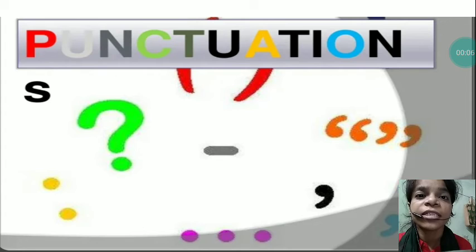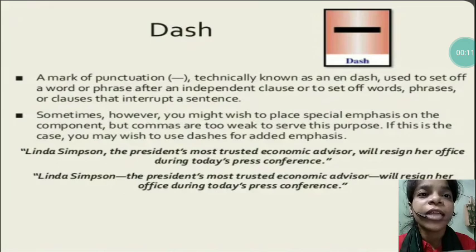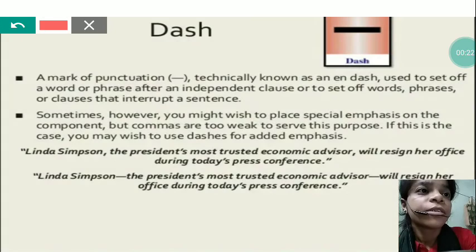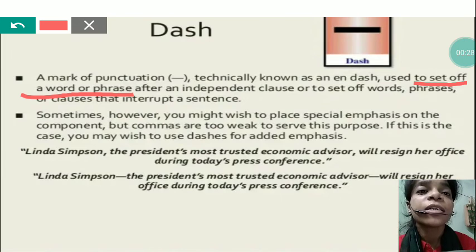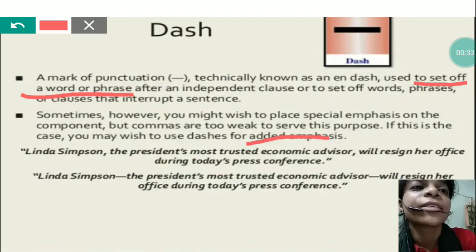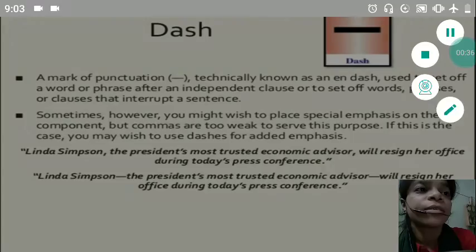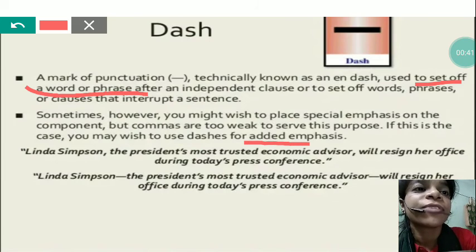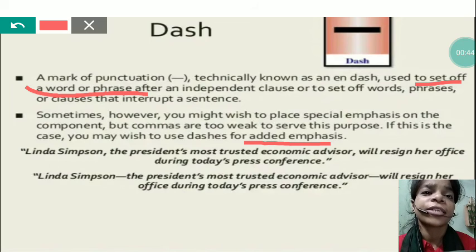In this video we will discuss the remaining punctuation marks. So the first one is the dash. What is a dash? A dash is a horizontal line, and we use it to set off a word or phrase from the other part of the sentence. The second use is to show emphasis. When we need to show emphasis, we use a dash.